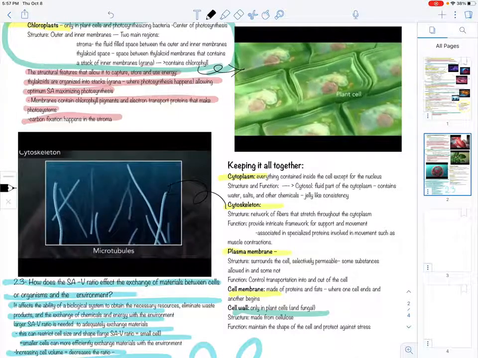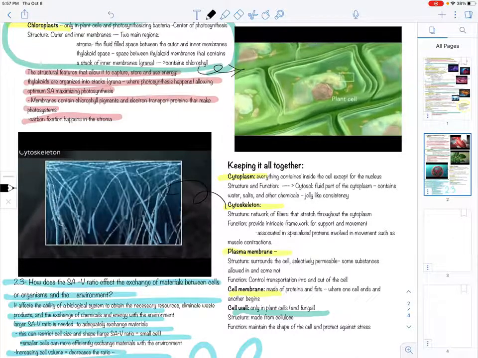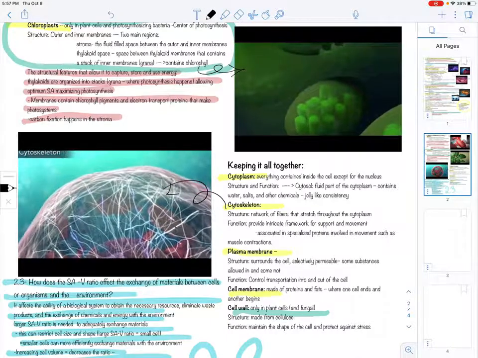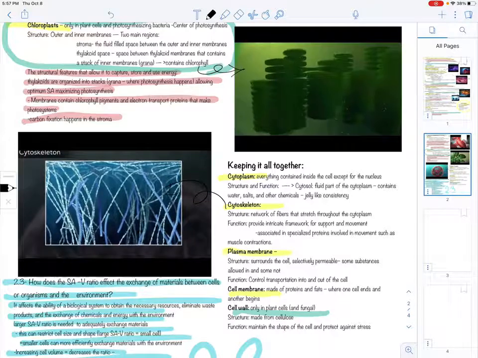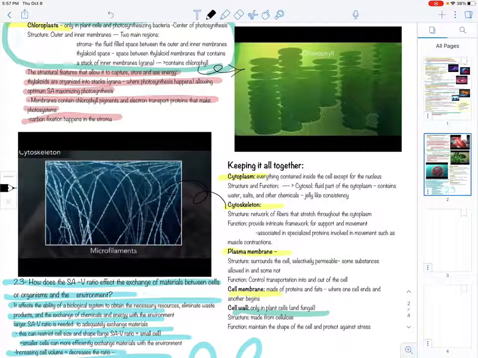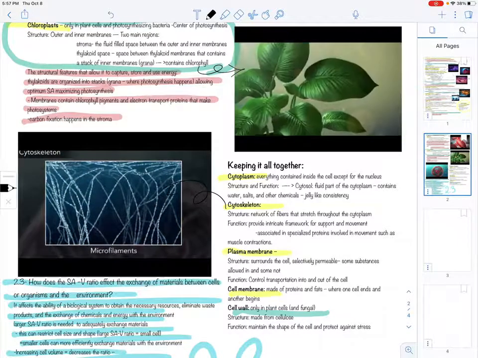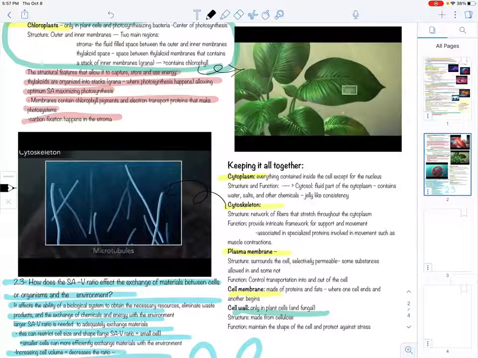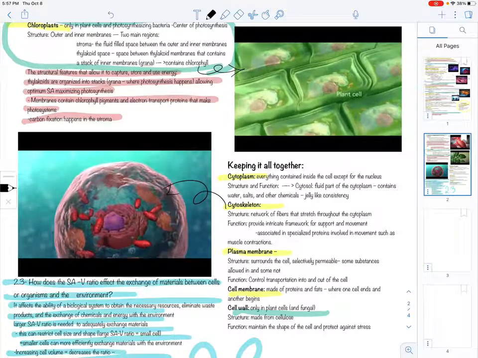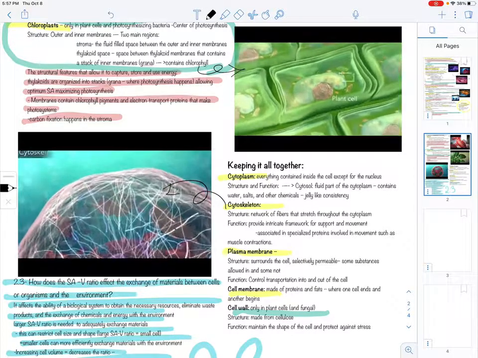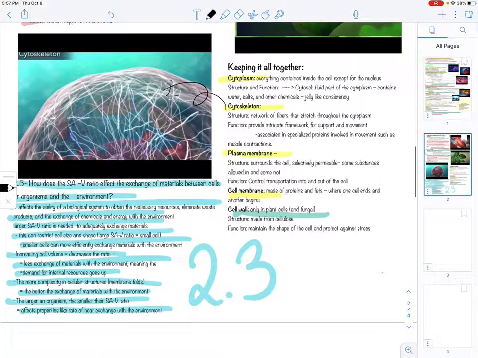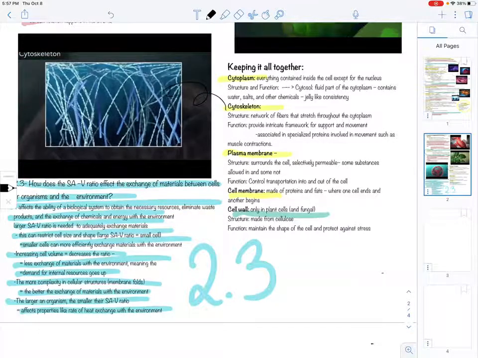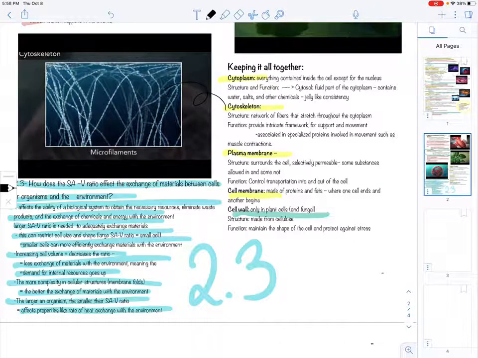We have our plasma membrane, which is the structure that surrounds the cell. It is selectively permeable, meaning it will let certain substances in, and it has certain substances it will not let in. The function of your plasma membrane is to control transportation into and out of the cell. Your cell membrane is made of proteins and fats, and this is where one cell ends and the other cell begins.